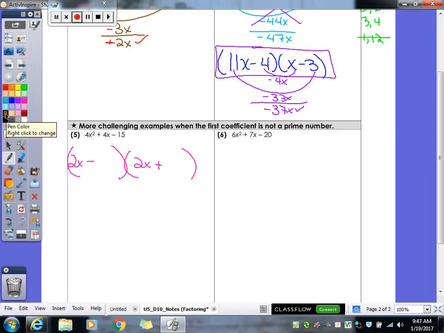Okay, so now we got 15. So what are our factors of 15 again? 5 and 3, 1 and 15. Again, just kind of thinking ahead. If I do 15 times a 2, what are we going to get? 30. I want to get a 4 in the middle. Am I going to want 30? No. So we're probably going to want to go with the 5 and the 3.